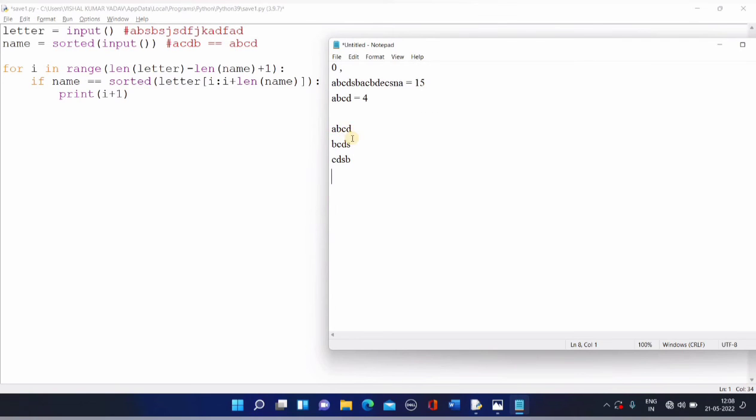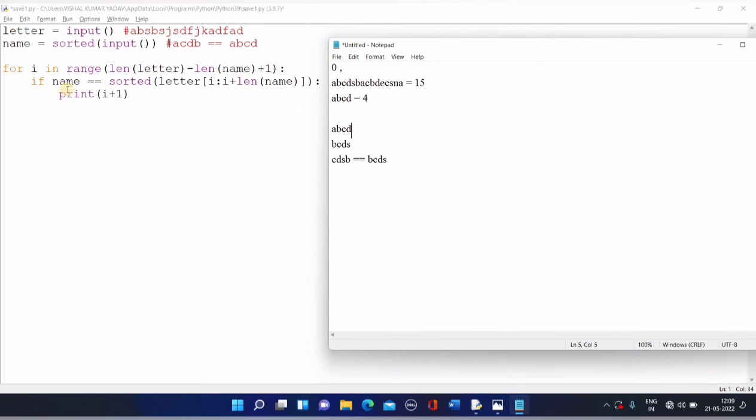Now see, this is in alphabetical order. This one is also in alphabetical order, but this one is not, so it will get sorted into B C D S. Now it is in alphabetical order. Similarly, A B C D is in alphabetical order, and my name was already sorted. Sometimes they might not give you input like A B C D, they might have given you input like A C D B. So I'm sorting it in this format, A B C D.